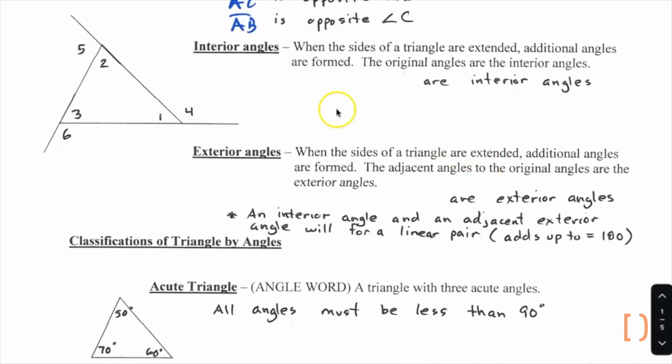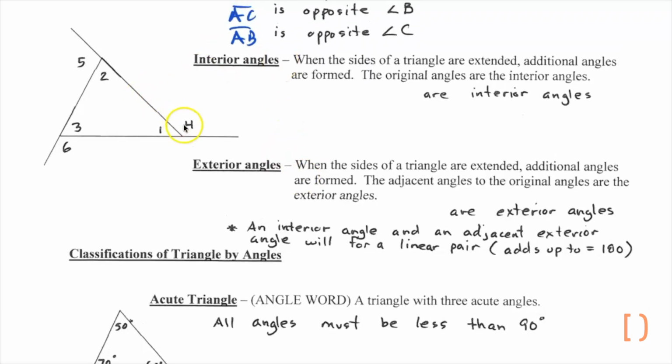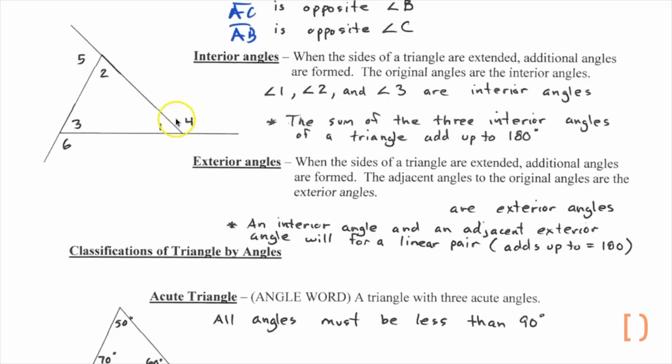Okay, interior angles and exterior angles. When you extend the sides of a triangle, you get either an interior angle, which are the inside angles, so like 2, 3, and those are my interior angles. And don't forget that if you add up all the interior angles of a triangle, it equals 180. Just like that.